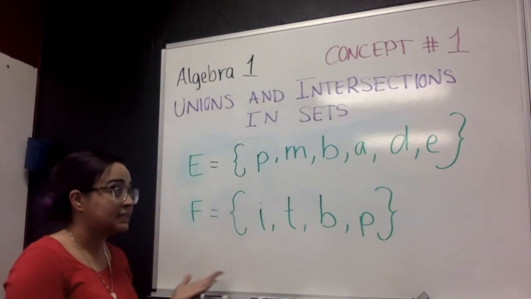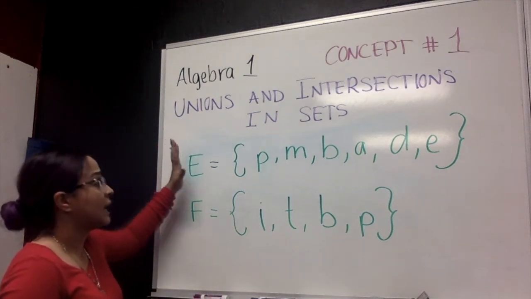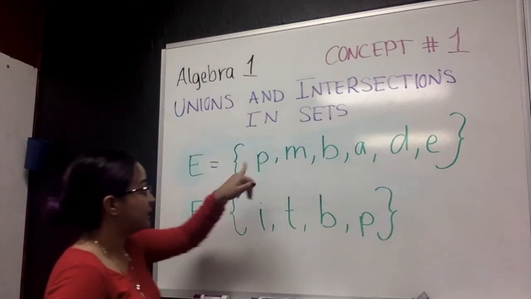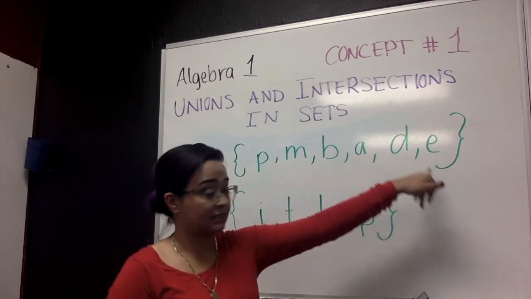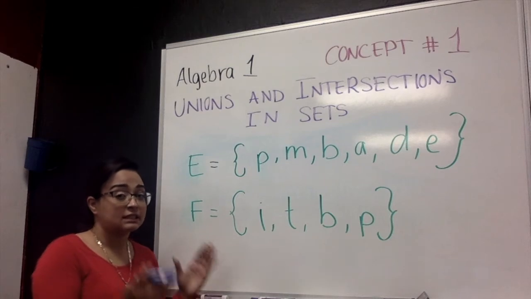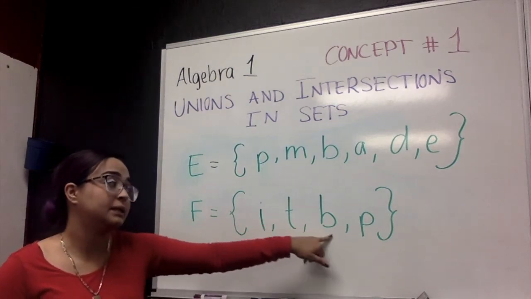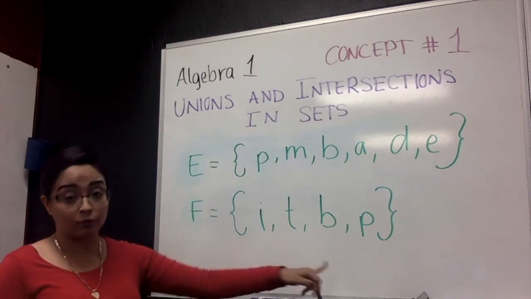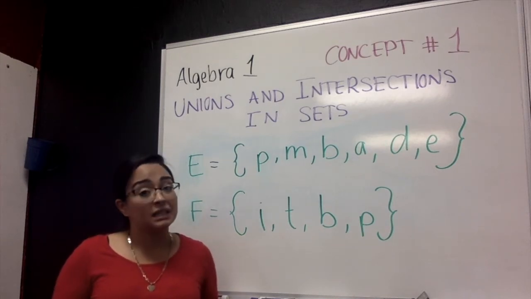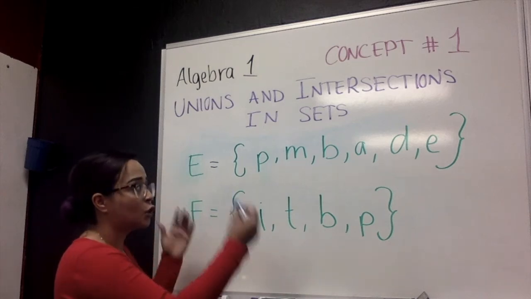In this case, we're working with letters. Our first set, set E, has P, M, B, A, D, E. That is 1, 2, 3, 4, 5, 6. We have 6 letters in our first set. In our second set, you can see it's a little bit smaller. This is set F. We have I, T, B, P. That's only 4 letters in the set. But regardless, they are still sets. This will not be an intersection because they don't match perfectly.